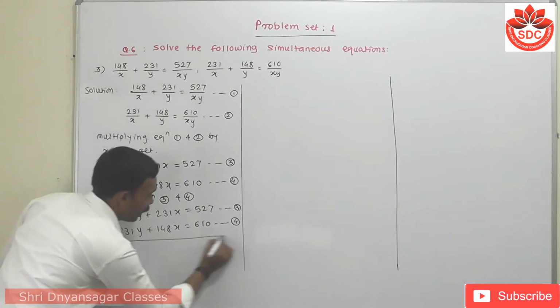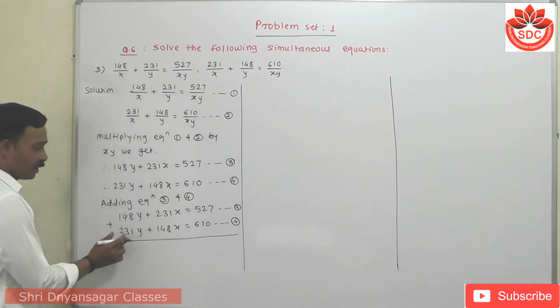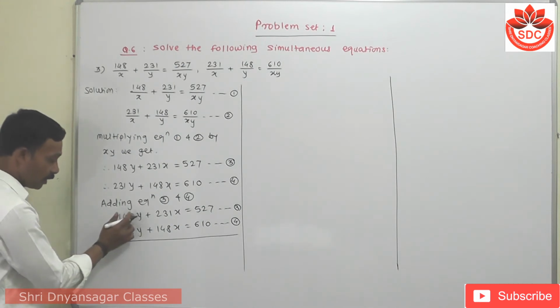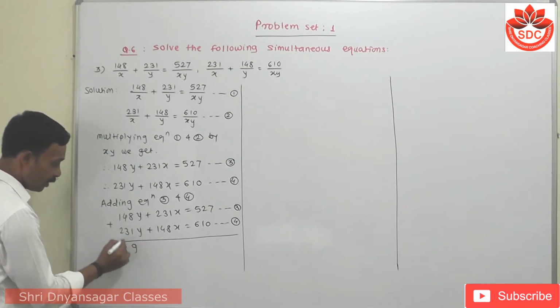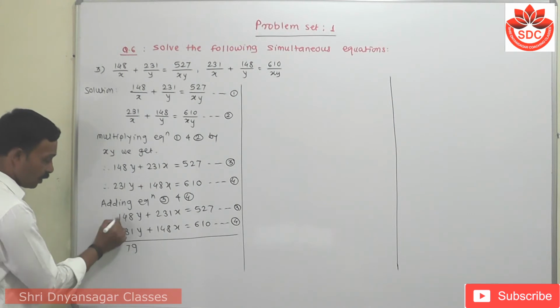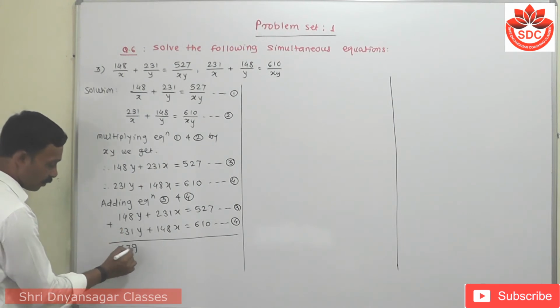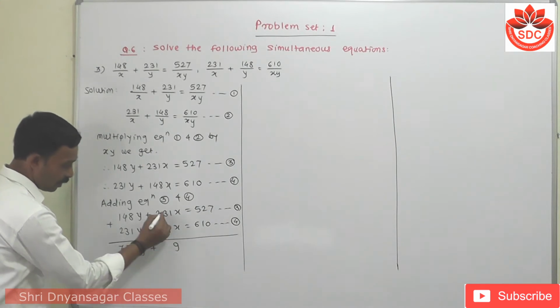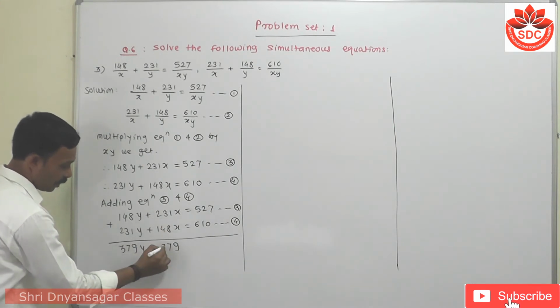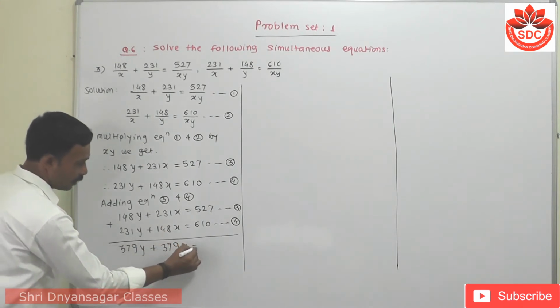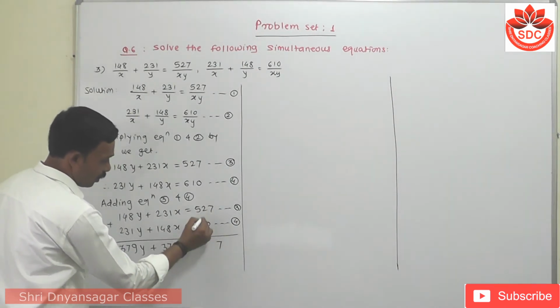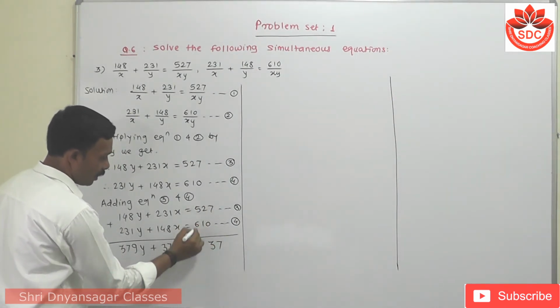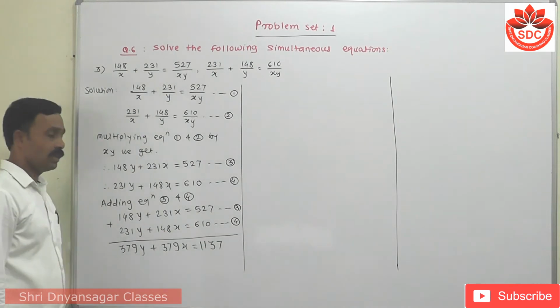Student, when we add it, there is no change in the sign of the second equation. So the addition becomes 8 plus 1 is 9, then 4 plus 3 is 7, 1 plus 2 is 3, y. Plus this also, 8 plus 1 is 9, 7 and 3, x is equal to 7, 2 plus 1 is 3, and 5 plus 6 is 11.